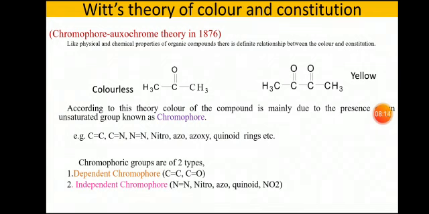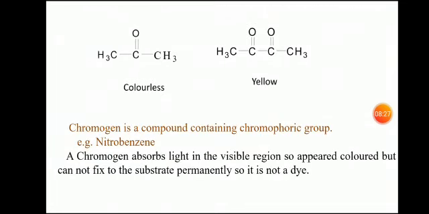Independent chromophores, such as N double bond N, nitro, azo, quinoid, and nitroso, are known as independent chromophores. If they are present in a compound, the compound becomes colored. For the same example, acetone is colorless and diacetyl is a yellow colored compound. If a chromophore is present in a compound, it is called a chromogen. So a chromogen is a compound containing a chromophoric group.